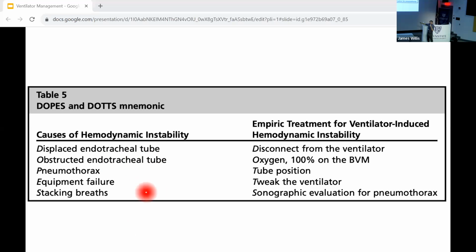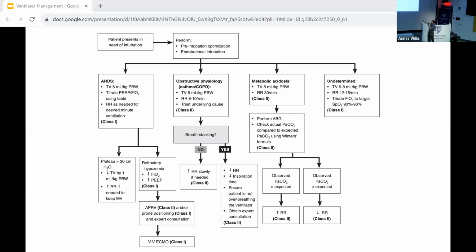Obstructed endotracheal tube, suction out the airway. Put a bite block, sedate the patient, pain control. Pneumothorax. Stacking breaths, auto PEEP, equipment failure, the battery ran out. Empiric treatment, DOTS: disconnect from the ventilator, ventilate, apply oxygen, tube position, adjust the tube, tweak the ventilator, and evaluate for pneumothorax and treat accordingly, like what happened yesterday, which was totally appropriate to treat the pneumothorax.